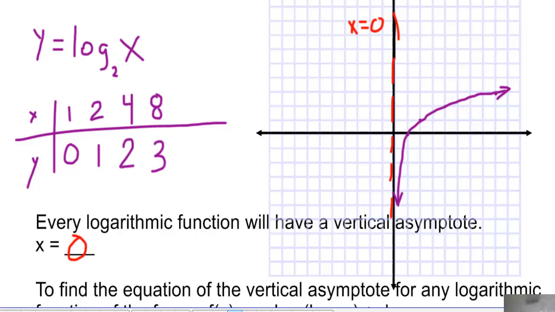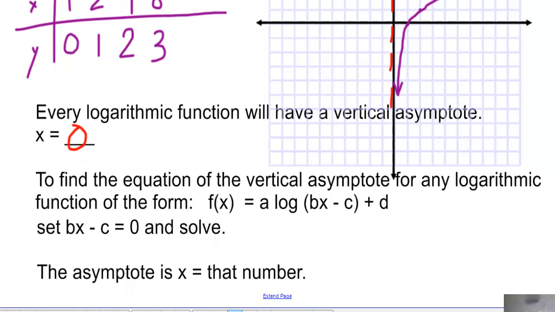All right, to find the equation of the vertical asymptote for any logarithmic function of the form a times log of bx minus c and then plus d, all you need to do is set bx minus c, that's the part in the parentheses, equal to 0 and solve. The asymptote is going to be x equals that number.